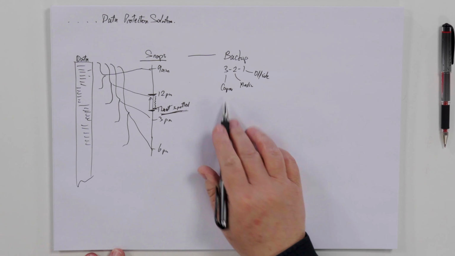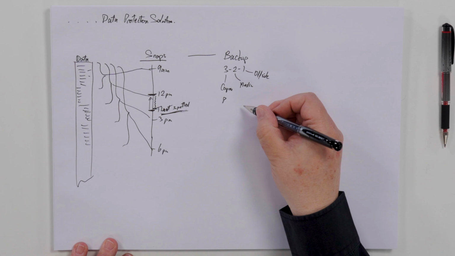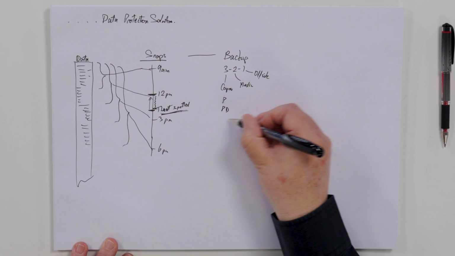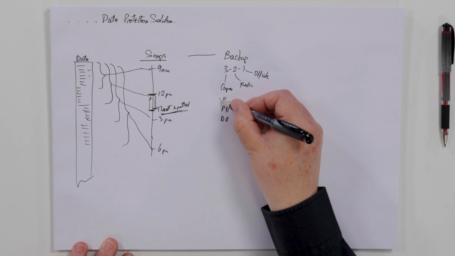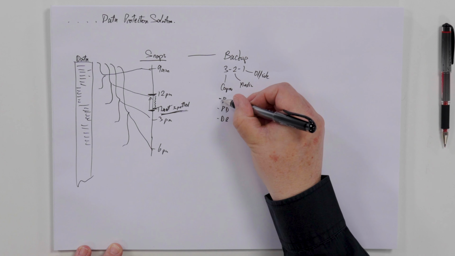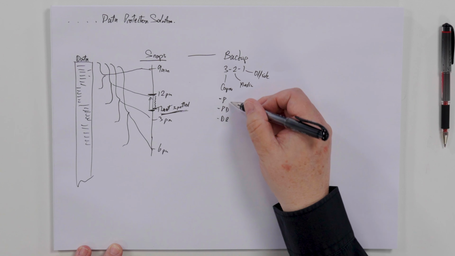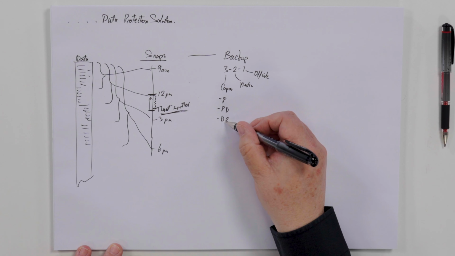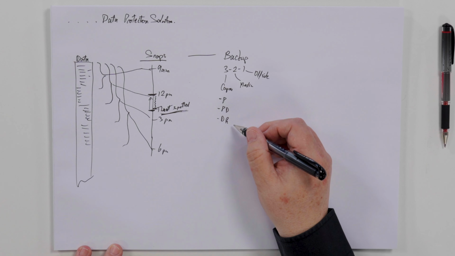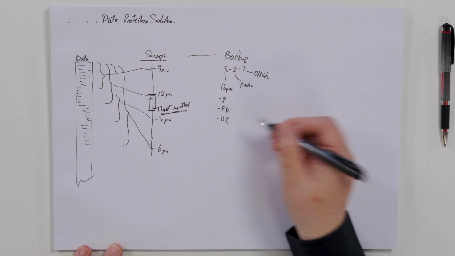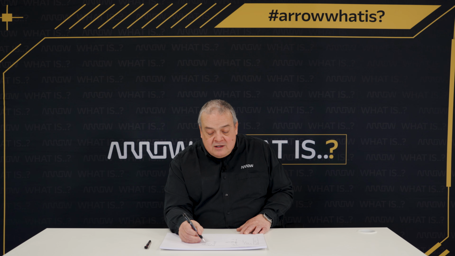So 3 copies of your data. You could have your primary copy, you could have a primary duplicate, and you could have your DR copy. So those could be your 3 copies of your data. So you've replicated it within your primary data center. So you've got a primary copy and a primary duplicate. And then you've also got a copy in your disaster recovery center as well. So that's your 3 copies of your data. You're pretty well protected.